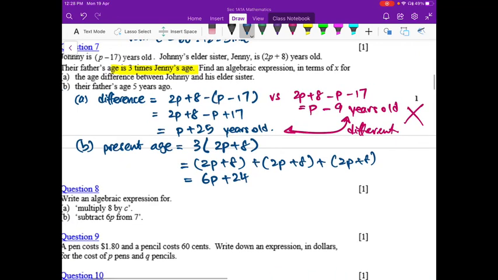5 years ago? 5 years ago. 6p plus 24 minus 5. So you get 6p plus 19.